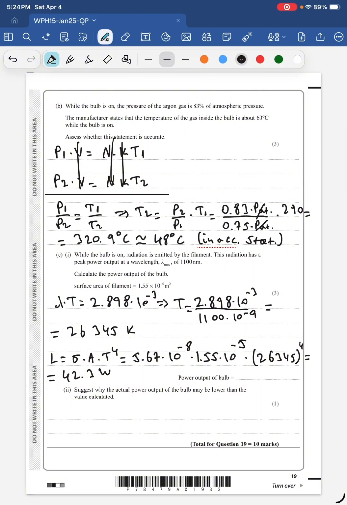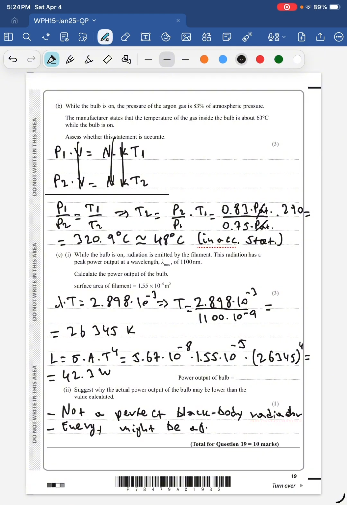Okay, question 2, part 2, excuse me. Suggest why the actual power output of the bulb may be lower than the value calculated. Okay, so nothing is a perfect black body radiator, so not a perfect black body radiator. Okay, and some energy might be absorbed by the glass.